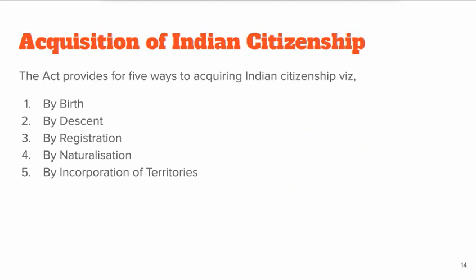So these are the 5 ways to get Indian citizenship: by birth, by descent, by registration, by naturalization, and by incorporation of territories. I hope you all understand these acquisitions. Now let's see how we lose the citizenship.